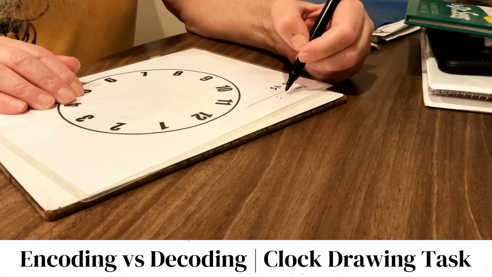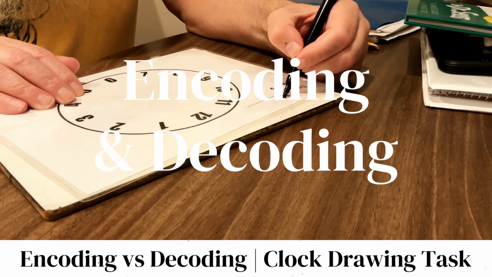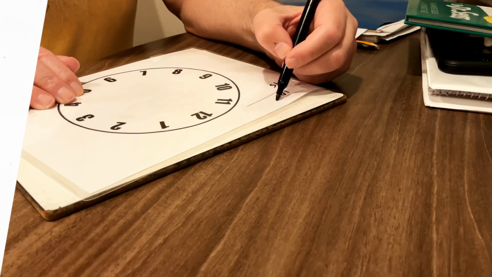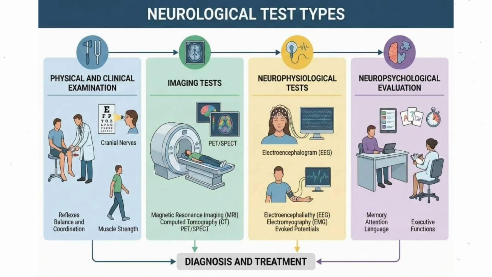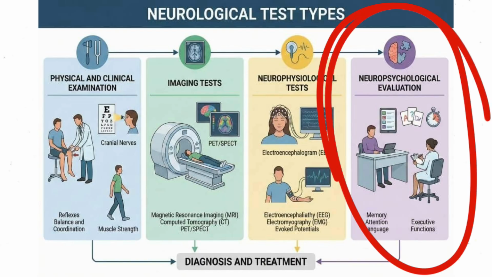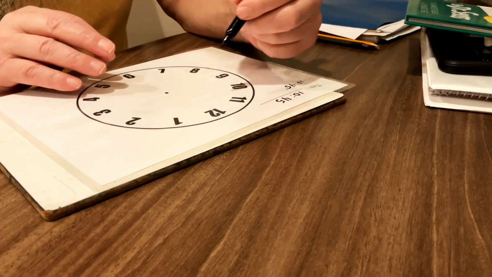In this video, I'm going to take the time to explain the difference between encoding and decoding information during the clock drawing task. This is important because there's a major difference between the two, and if you or your loved one was recently assessed using the CDT by a neurologist, I want you to understand the information that the CDT actually reveals.